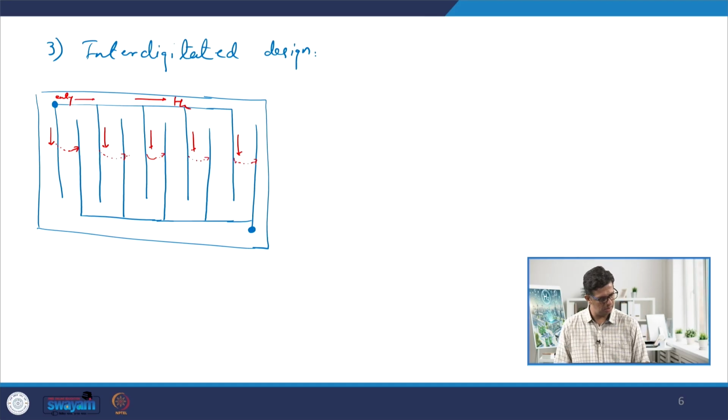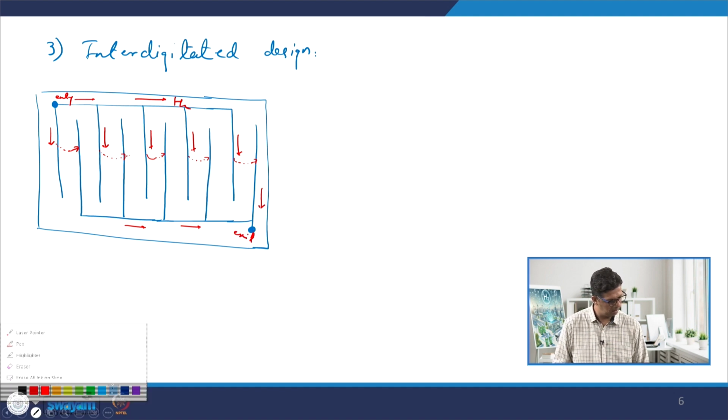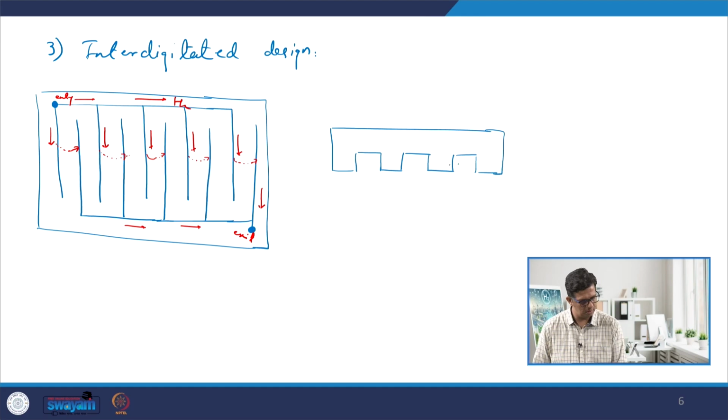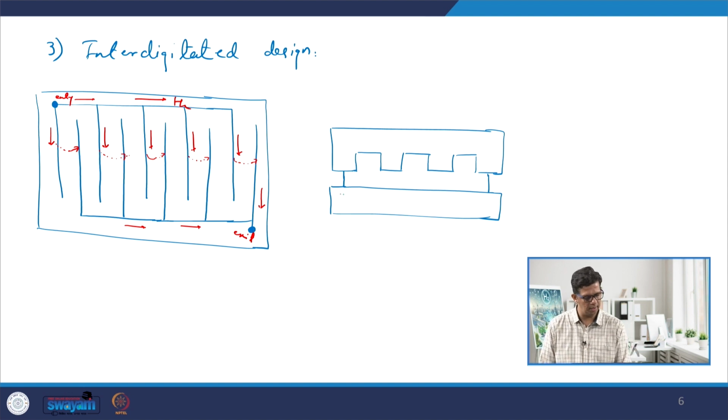I'll also show how it works. Let's say this is the bipolar plate, this is your diffusion layer and the electrode, and this is the electrolyte. So we have the diffusion layer and this is our bipolar plate.